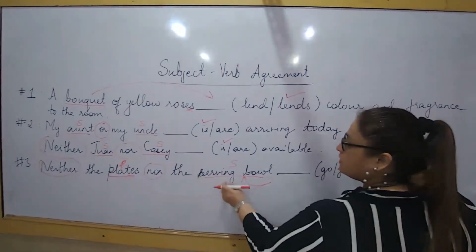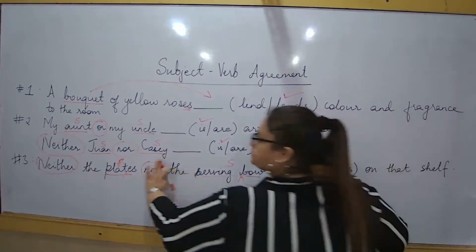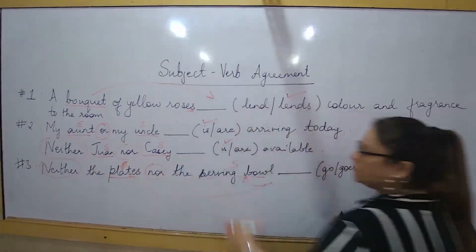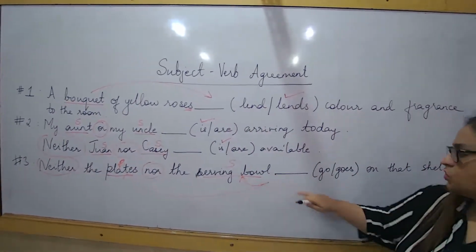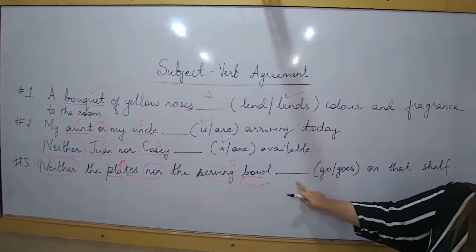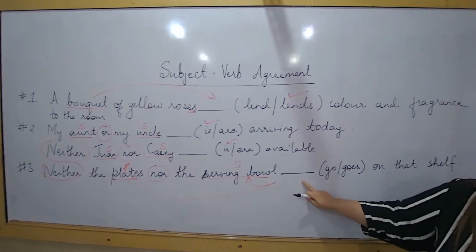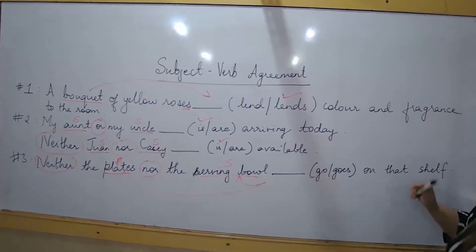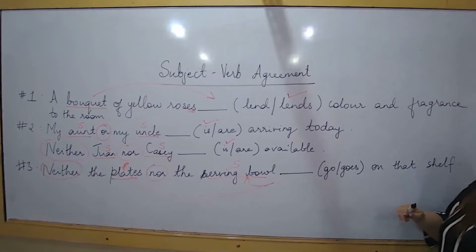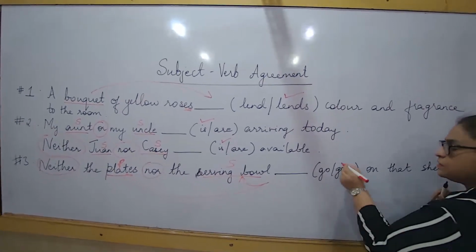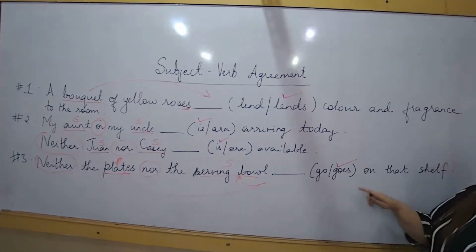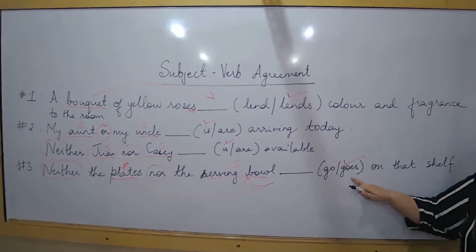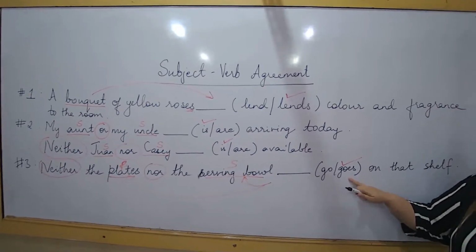No. The serving bowl, ignore this. If you leave this out, if the sentence was the serving bowl, what would you say? The serving bowl, goes or go? Goes. You won't say the serving bowl go. You will say the serving bowl goes. Is goes singular or plural? You're confused with that, no?